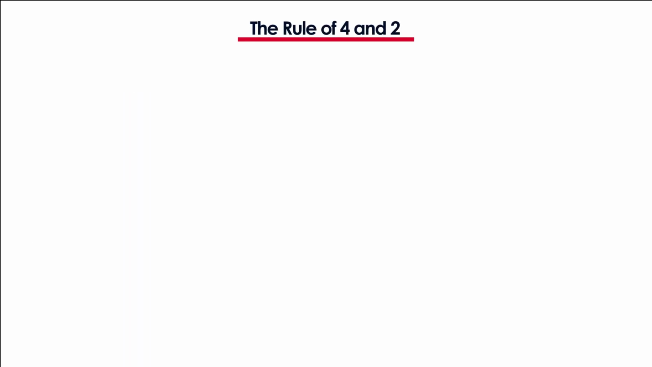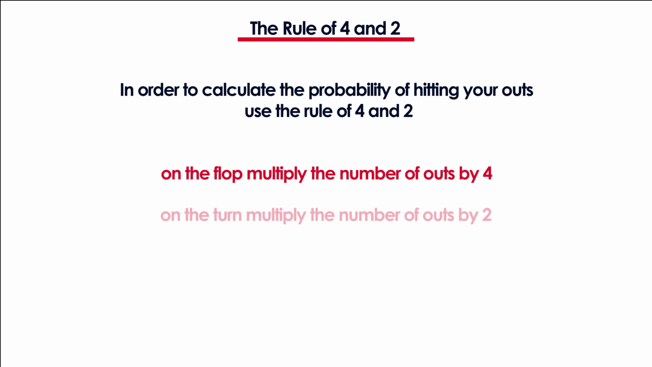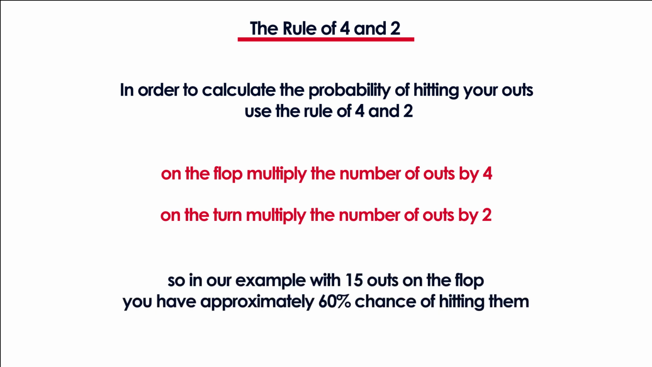What now? You want to know what is the probability of hitting your outs. To make things easy, use the 4 and 2 rule. On the flop, multiply the number of outs by 4 to estimate the probability, and on the turn, multiply the number of outs by 2. The 4 and 2 rule is great as it is very easy to remember.